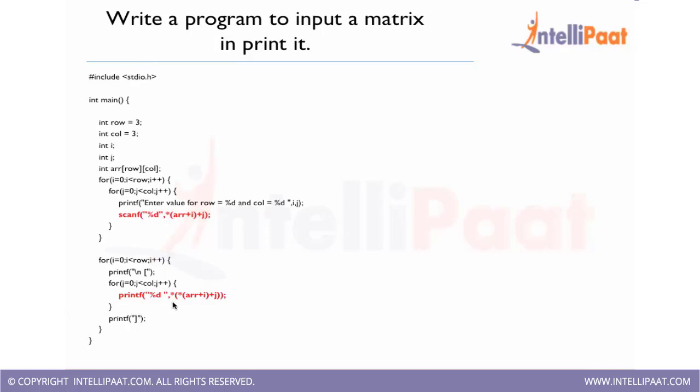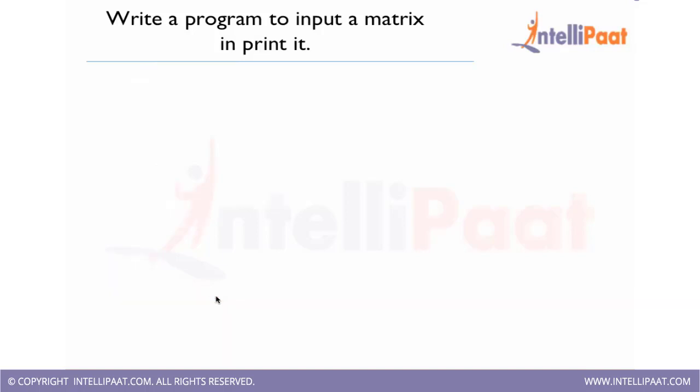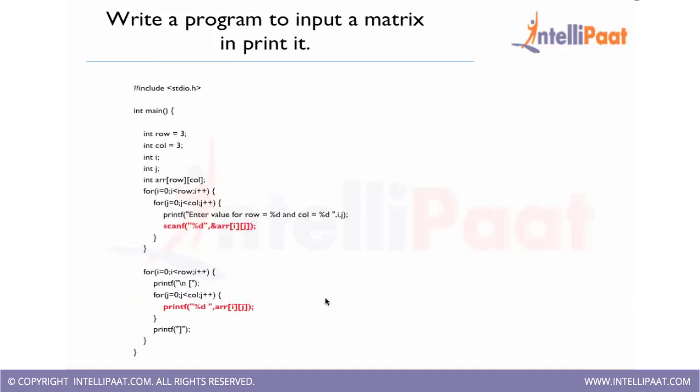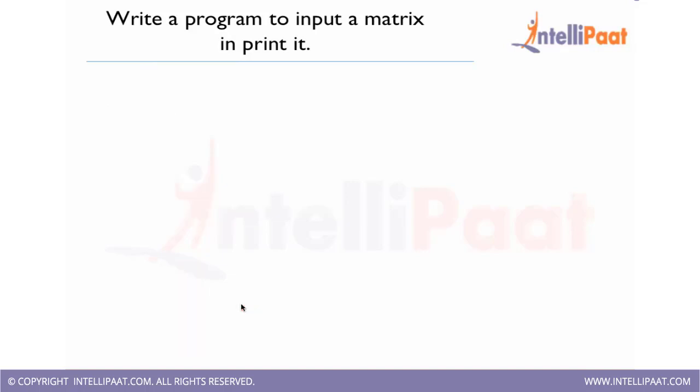Also, while printing we are following this approach. We are first resolving which row we have to go to, and in that row then we have to resolve which column we have to go to. In this one we are directly going to the row and column.